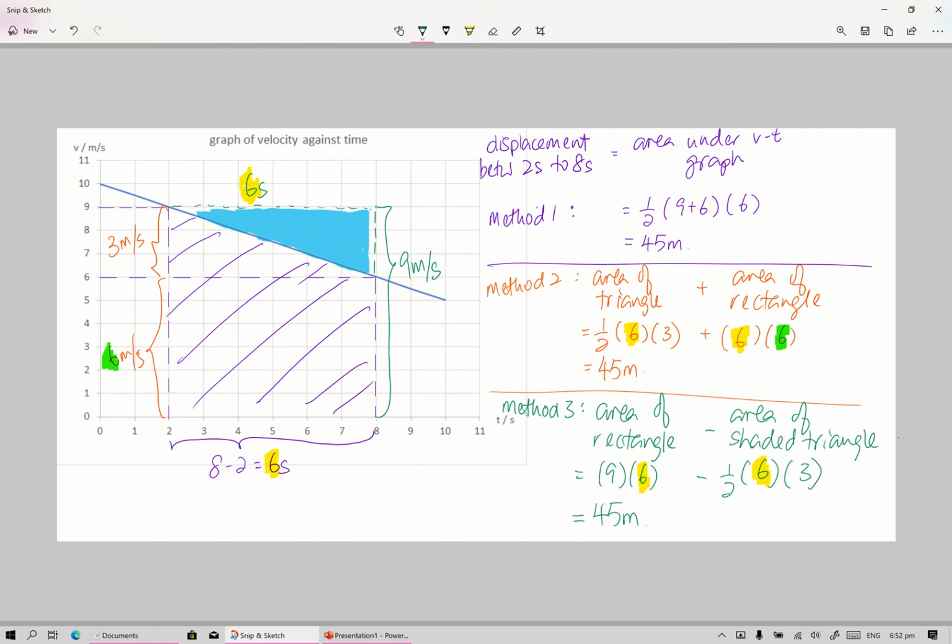Again, for method 3, we just take the whole area of the rectangle because it's easier to find the area of a rectangle and easier to find the area of a triangle. We just subtract the area of the triangle, and we are left with the area under the VT graph. And that's the displacement between 2 seconds to 8 seconds.